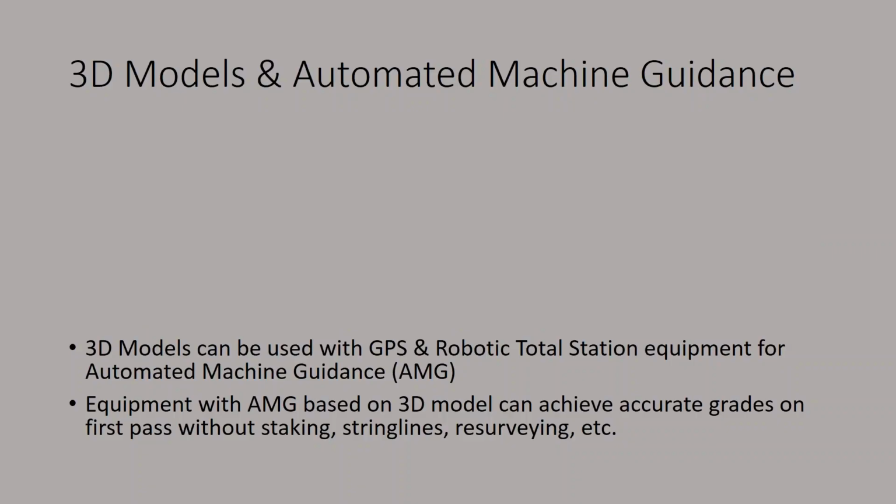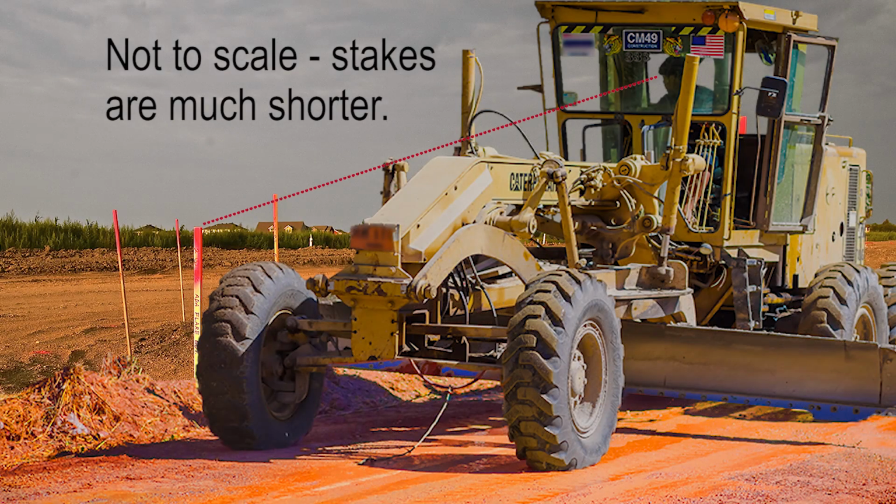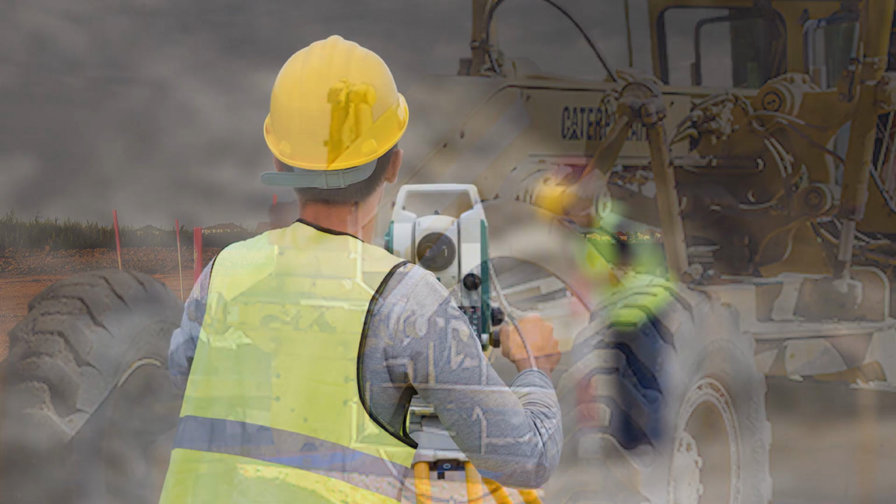You can use the 3D models for machine guidance, and machine guidance is probably getting used the most right now for earthwork. And typically in earthwork, you're going to pound some stakes in, make some marks, and then guide people on the equipment, especially on a motor grader. They're looking down from their head to where the stakes are, maybe 8-10 feet, trying to eyeball it, and then somebody comes by and surveys it later.